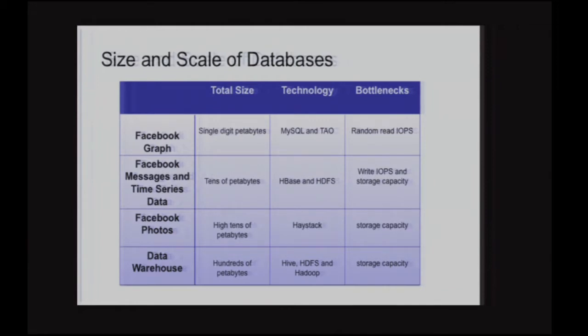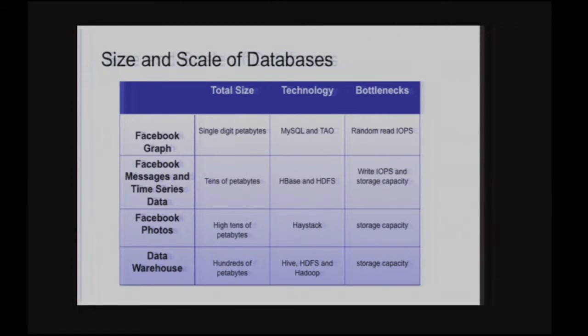So for example, if you look at the Facebook graph, this is a graph database. That is in single-digit petabytes as far as total amount of data is concerned. And we use MySQL. It's a sharded MySQL database. And Tau is a caching layer on top of it. I'll talk a little bit about Tau and the data model, but I'll not go into great detail. If you have more questions, I can answer them later. And then the bottleneck that it is designed for is to optimize on random read IOPS. This, I think, is very important for us to understand why we use different systems. It boils down here.